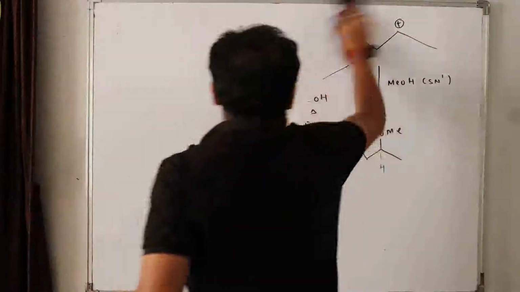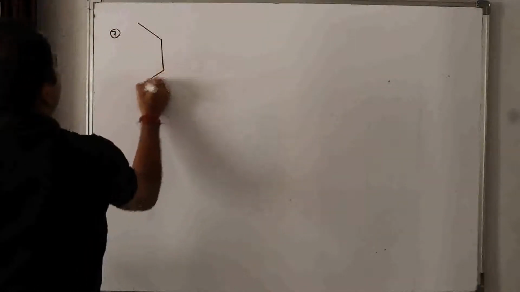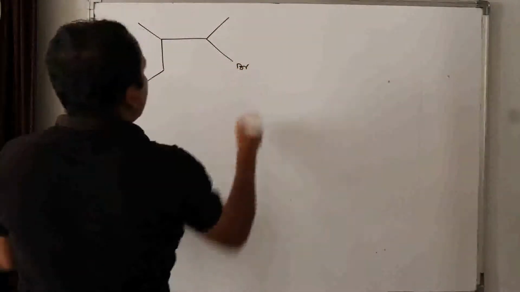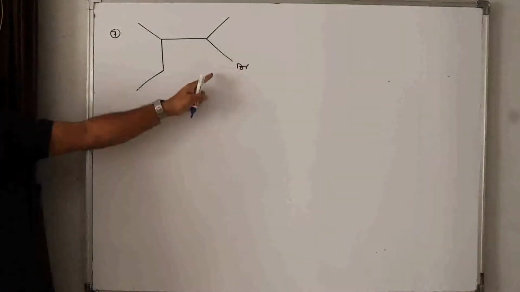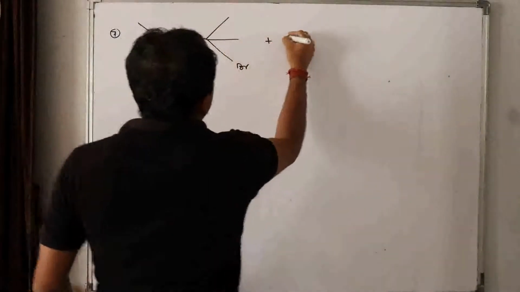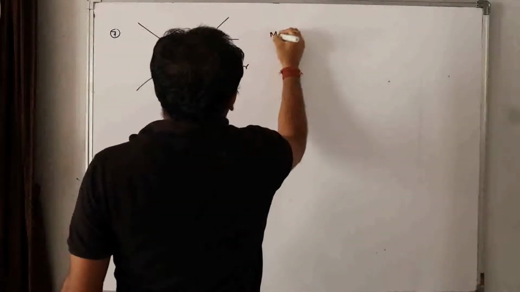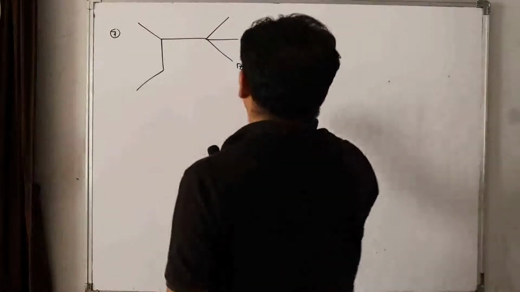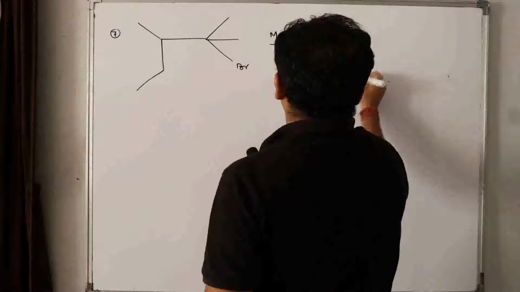Question number 7. Do you understand here? Here there is a bromine group. Let me extend this reaction to this. If I add MeOH, okay, what will happen?